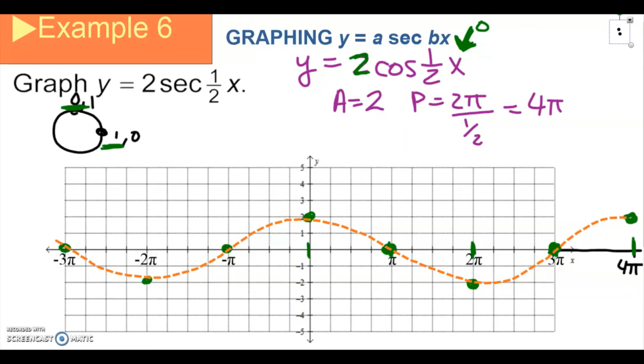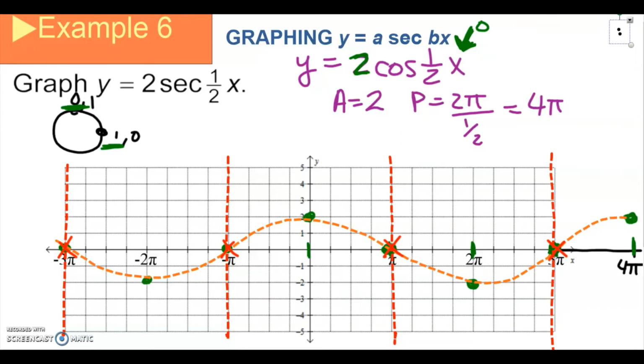Now you want to identify your asymptotes, and that's going to be everywhere where there's an x-intercept right there. Notice it's the middle of the cosine wave. Okay? But those values are going to put zeros on the bottom of a fraction, and so therefore we're undefined at those values, and we're going to have asymptotes.